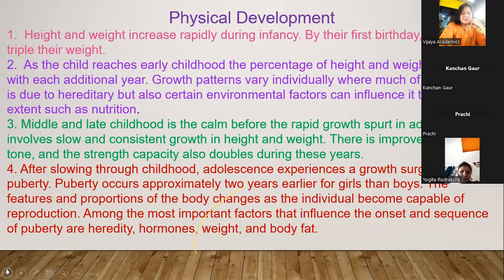Then in the third stage, what happens for physical development? Middle and late childhood is the calm before the rapid growth spurt in adolescence. It involves slow and consistent growth in height and weight. There is improved muscle tone, and strength capacity also doubles during these years. After slowing through childhood, adolescence experiences a growth surge during puberty. Puberty occurs approximately 2 years earlier for girls than boys. The features and proportions of the body change as the individual becomes capable of reproduction. Among the most important factors that influence the onset and sequence of puberty are heredity, hormones, weight, and body fat.